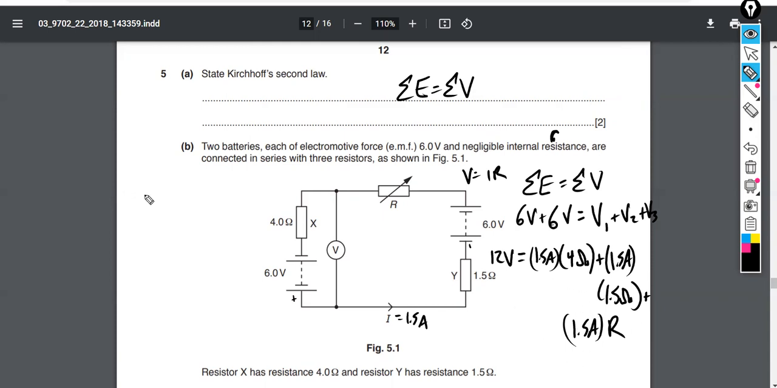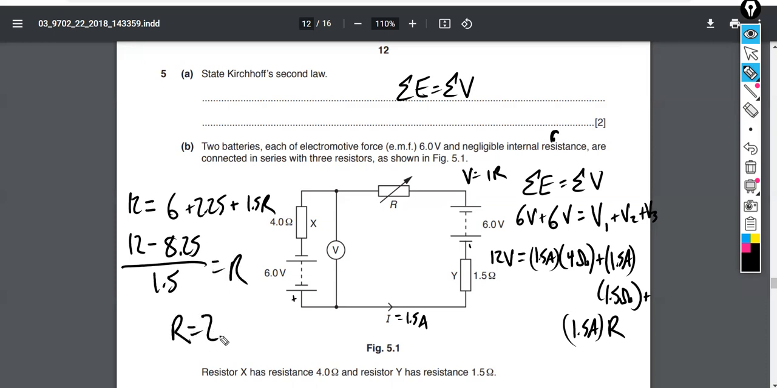Do some mathematics with that over there, right? 12. We know that the units are going to be ohms of resistance, right? So we've got amps of current, ohms of resistance, volts of voltage. So everything is in SI units. 4 times 1.5 is 6. 1.5 times 1.5 is 2.25, plus 1.5 R. 12 minus 8.25 over 1.5 R. So R equals 2.5. Right, everybody follow that?